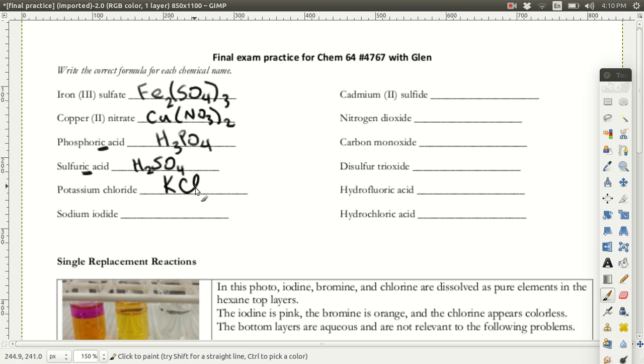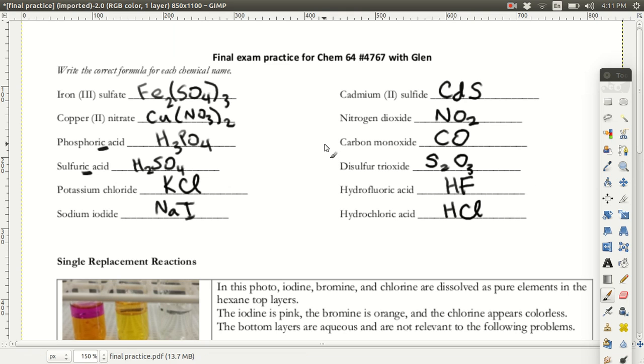Potassium, chloride. Sodium, iodide. Cadmium, sulfide. Sulfide is 2 minus. Cadmium is 2 plus. So we are good. Nitrogen dioxide. Carbon monoxide. Disulfur trioxide. Hydro means there's no oxygen. So fluoric, there's fluoride, hydrofluoric acid. Hydro means there's no oxygen. Okay, there it is.